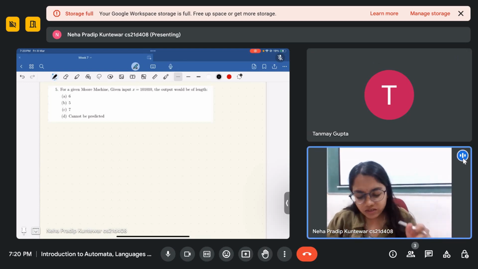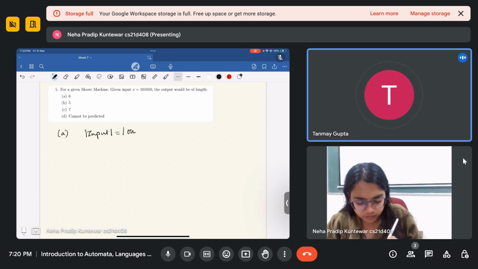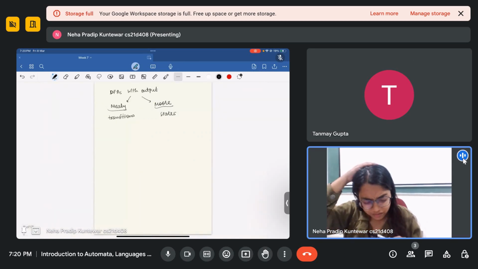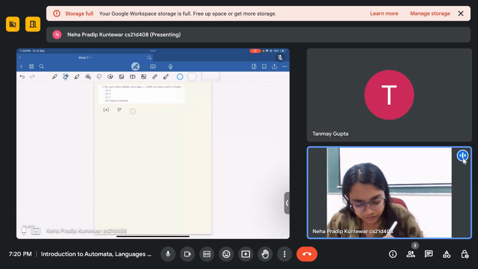That's right. In Moore machine, the length of input is equal to the length of output. For every input, there will be an output now in both Mealy and Moore. Okay, wait, sorry, just a second. Moore is the one that goes for states. Okay, we'll do one example.